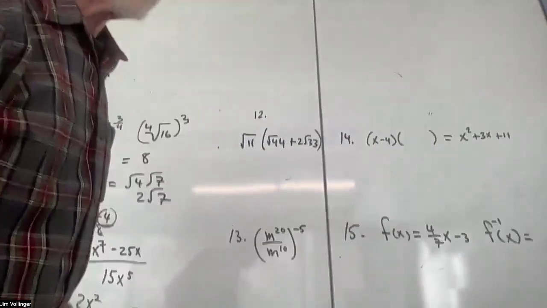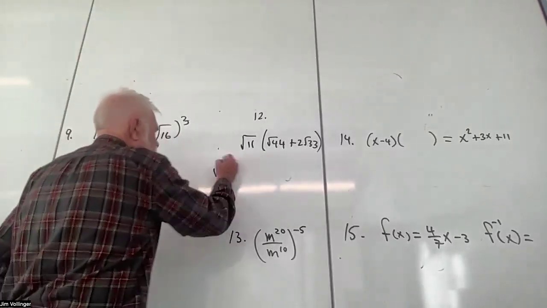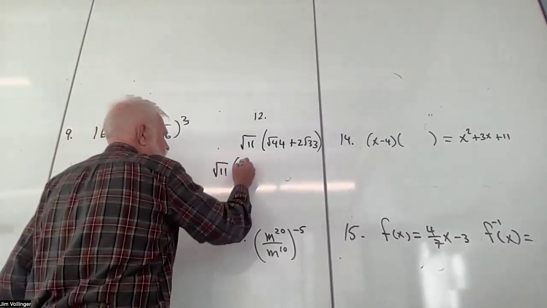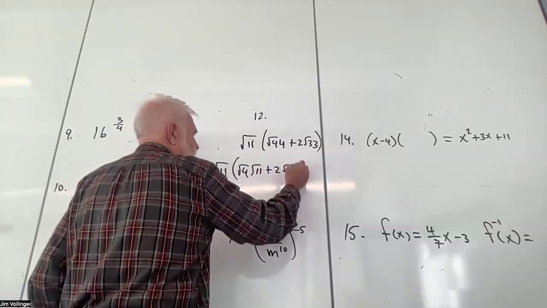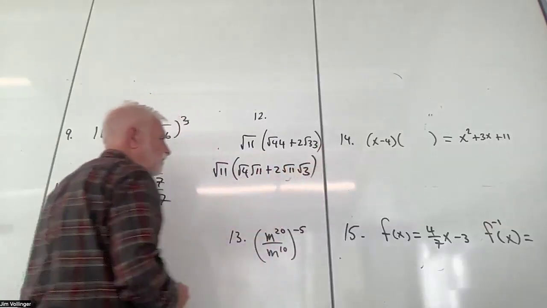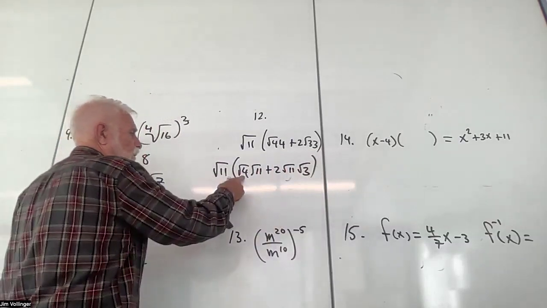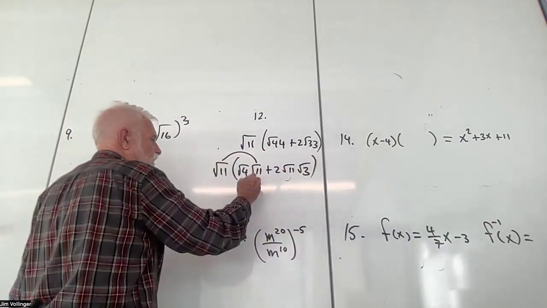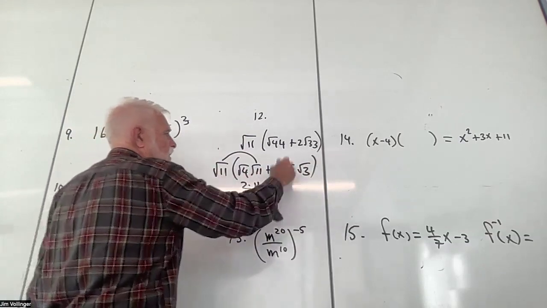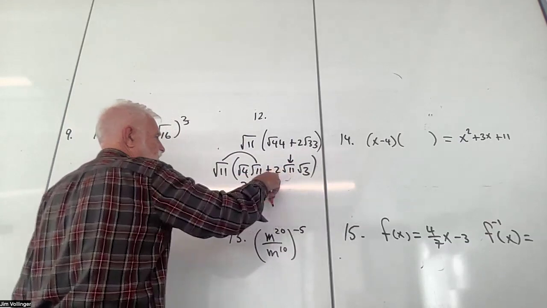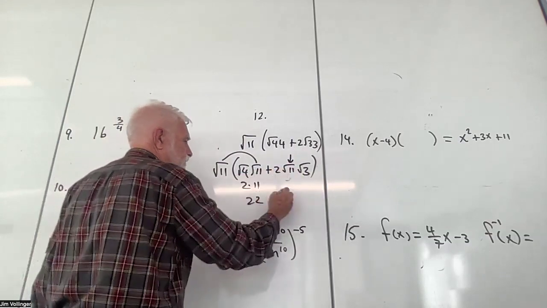All right, so to handle this one, you want to write this in terms of factors. So that's the square root of 11 times the square root of 4 times the square root of 11, plus 2 times the square root of 11 times the square root of 3. That's how you want to visualize that. Square root of 4 is 2. Square root of 11 times the square root of 11 is 11. So that's 22. Square root of 11 times the square root of 3 times 2 is 2 root 33.